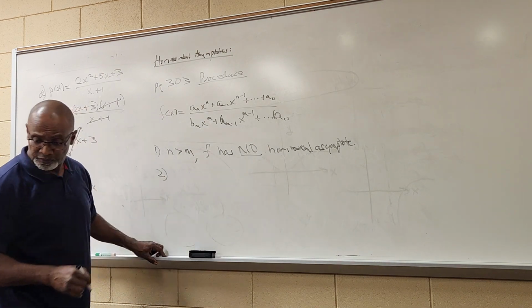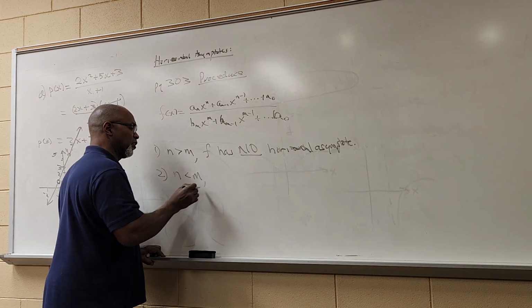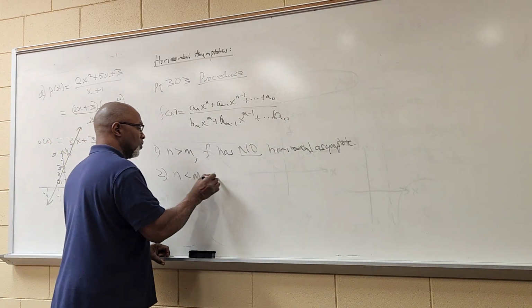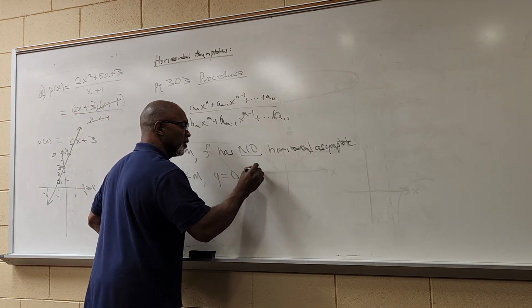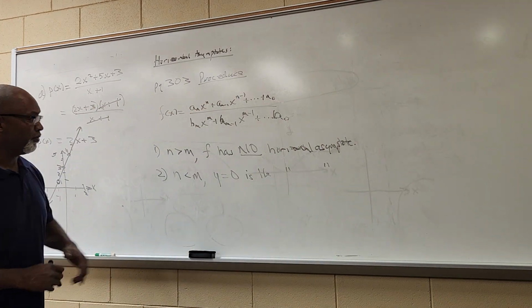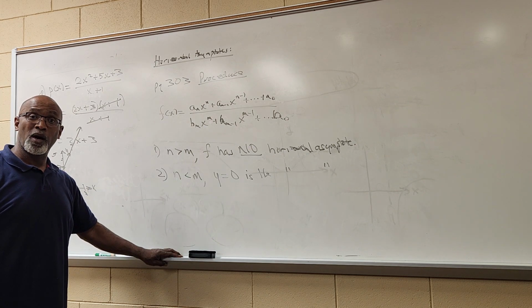Rule number two, if N is less than M, if the degree of the numerator is smaller than the degree of the denominator, y equals 0 is the horizontal asymptote. Whenever the degree in the top is smaller than the degree in the bottom, the line y equals 0 will be my horizontal asymptote.